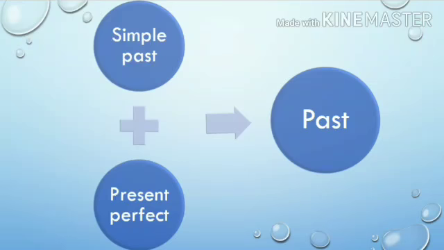Then why do we have these two different tenses? Why can't we just have one tense? That's a very interesting question. That's a valid question. And the answer is, though these two tenses are used to talk about the action that happened in the past, we use them in different ways. We use them in different situations. Now let's see how these tenses are used in different situations.